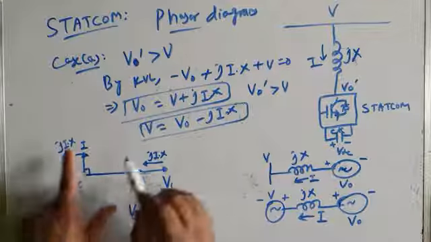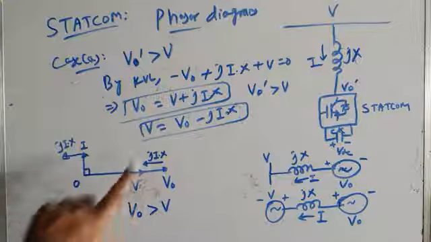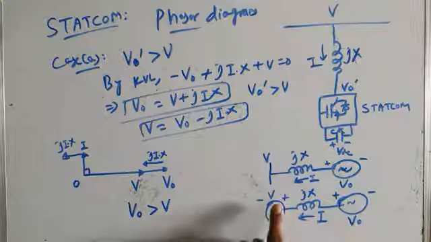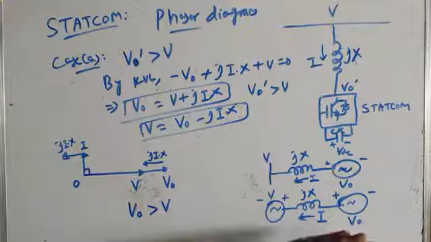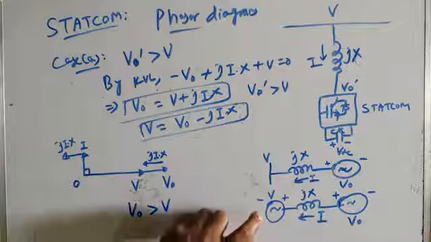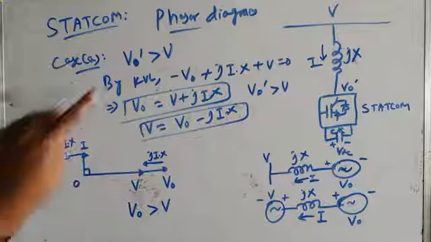This operation is similar to a synchronous condenser in the overexcitation state. When a synchronous condenser is overexcited, we get a similar phasor diagram and the same conditions. There we get E greater than V, here we get V0 greater than V. And when V0 is greater than V, I is leading power factor current, and hence the STATCOM is seen as a capacitor by the system. It draws leading power factor current, and hence it generates reactive power and injects that reactive power into the AC bus. Okay, so this is for case A.